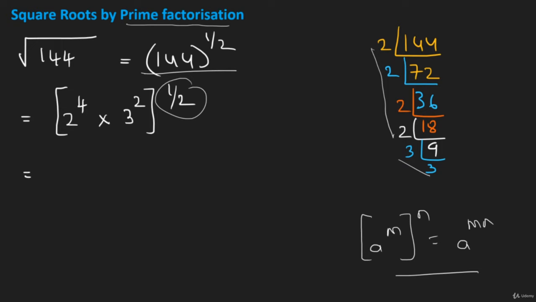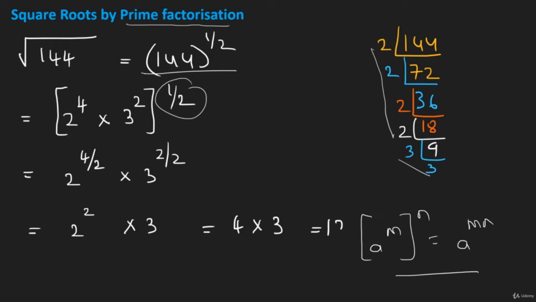So this becomes 2 to the power 4 into 1 by 2, which is 4 by 2, into 3 to the power 2 into 1 by 2, which is 3 to the power 2 by 2. Now 4 by 2 is equal to 2, so that's 2 to the power 2, and 2 by 2 is 1, so that's into 3. Now I get my answer as 2 square into 3, which is 4 into 3, which is equal to 12. And my answer is 12 over here.